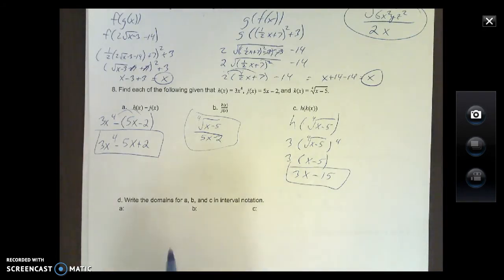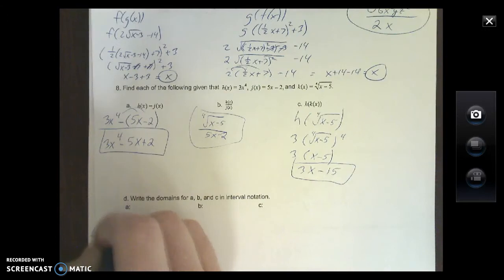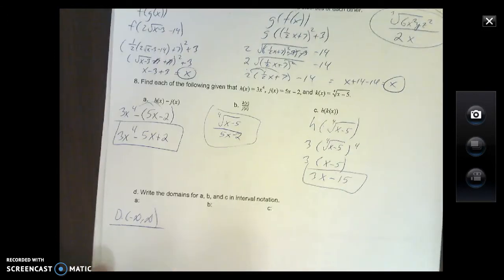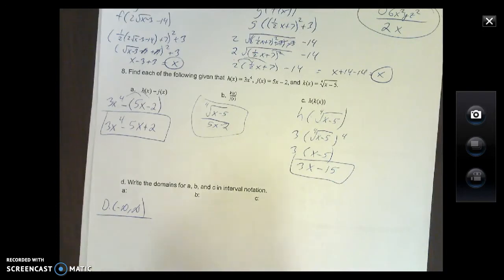Write the domains for A, B, C in interval notation. Part A, h of x minus j of x. Look at my answer here. Am I ever dividing by an x? No. Do I have any even powered roots? No. So my domain for the first one is negative infinity to positive infinity. Chances are you're going to see at least one of those.